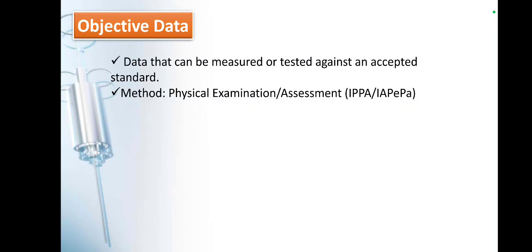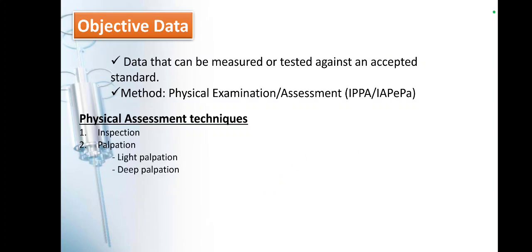So this type of data is tested or measured against an accepted standard. What do we mean by accepted standard? The things that we know are normal in a patient, or normal in a human adult. Everything that is accepted as standard or normal, this type of data is tested against those. So the primary method of collecting objective data is through physical examination, or your head-to-toe assessment, or what we call your cephalocaudal assessment.